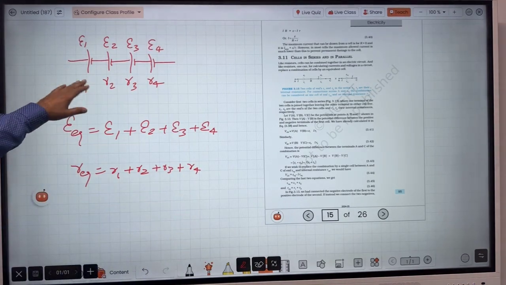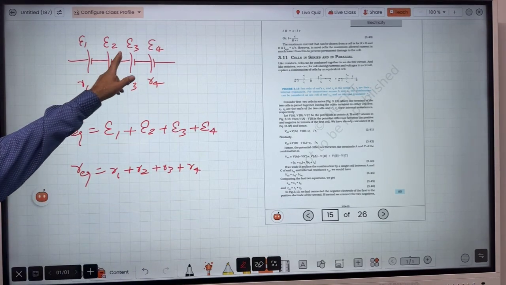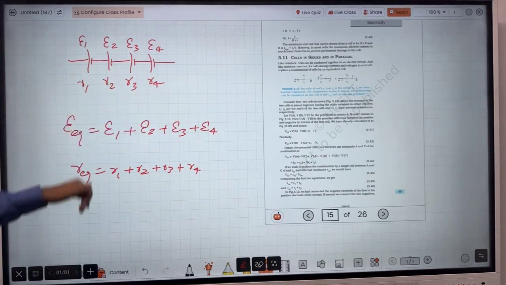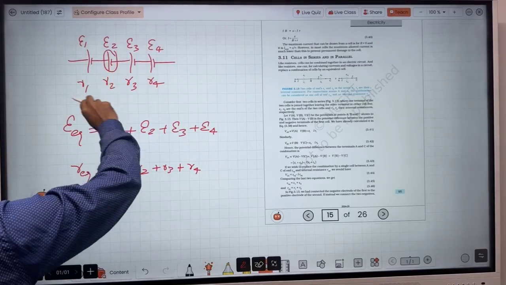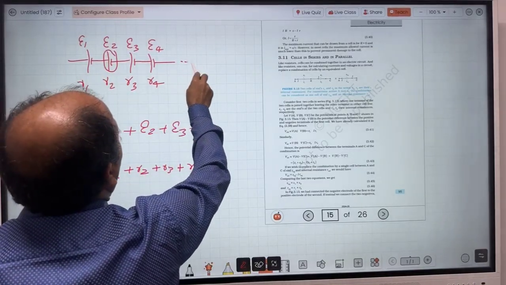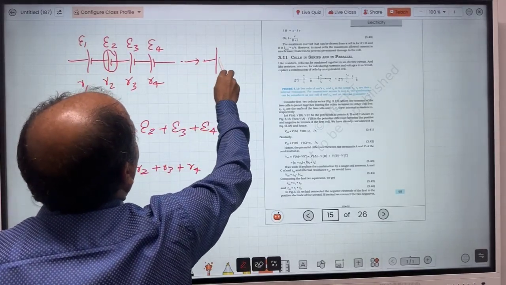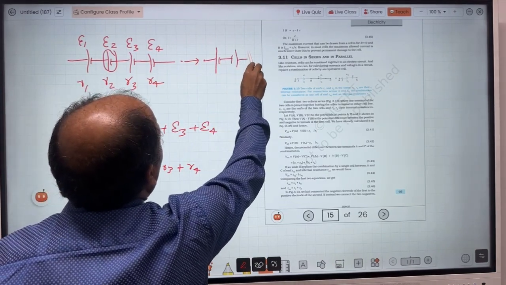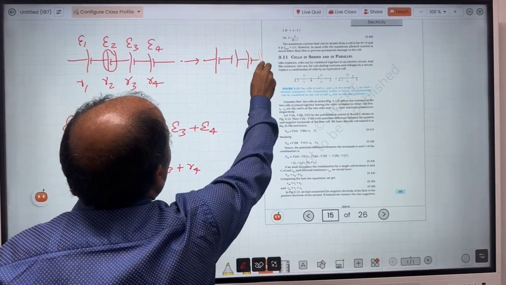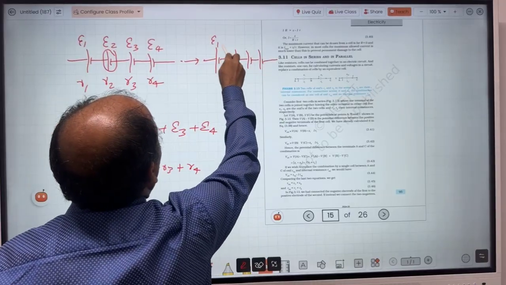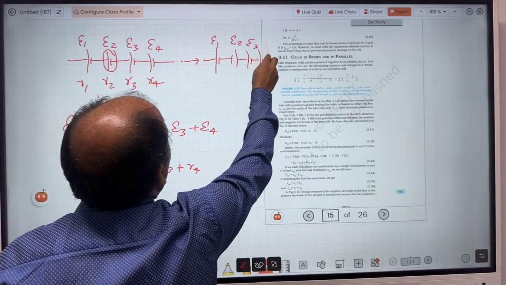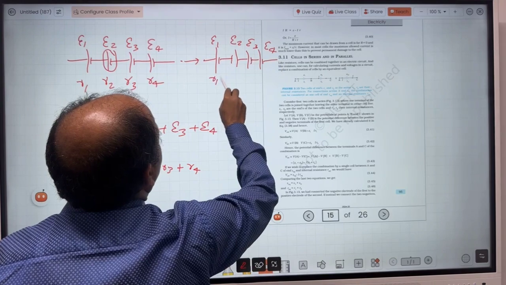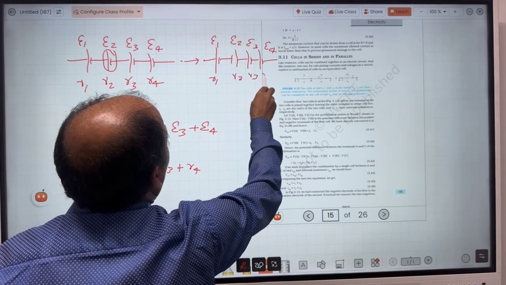But what do you observe here? Plus minus plus minus plus minus plus minus. Suppose any one cell has a reversed polarity. Suppose we consider this situation. So this is like this, but here second one is just opposite. Then again like this, then again like this. So E1, E2, E3, E4, and internal resistances are R1, R2, R3, R4.